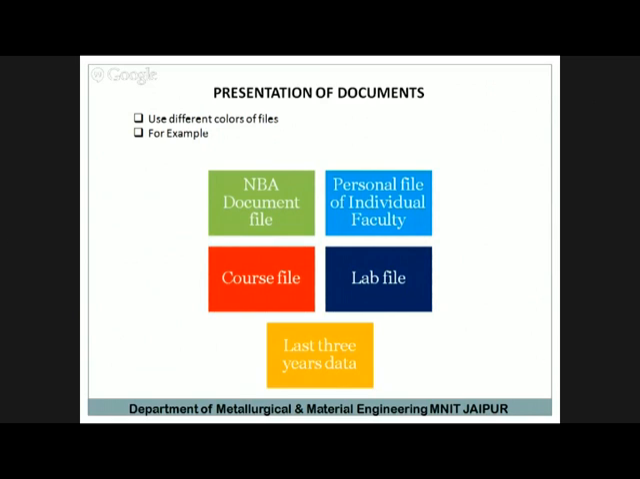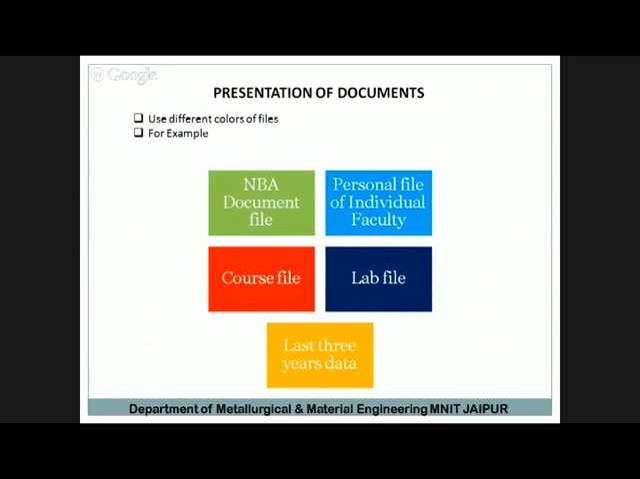Okay. So the most important thing is the presentation of the document. How will you present the document? We have about 9 criteria. What you have seen is that you have 9 criteria, so please assign one file, or keep one file, only for the documentation for NBA.